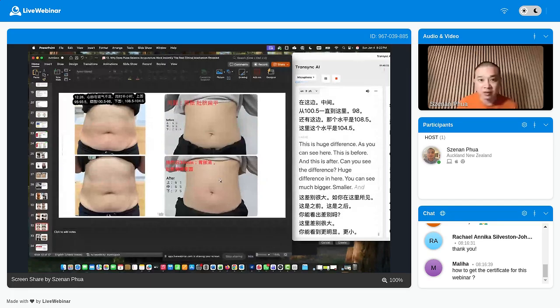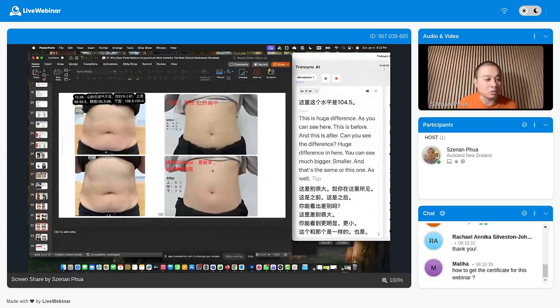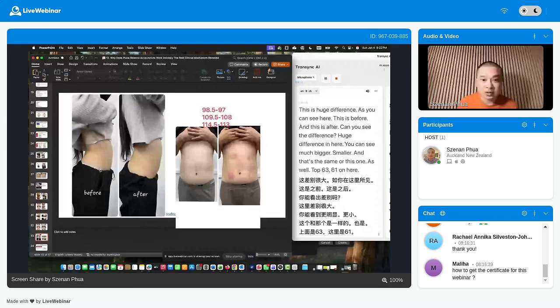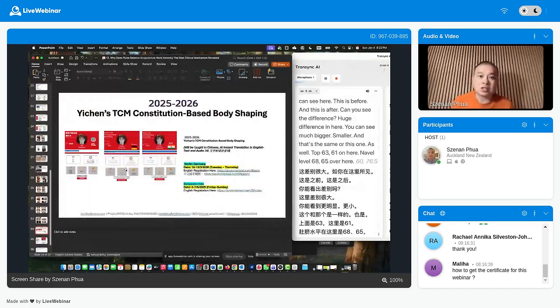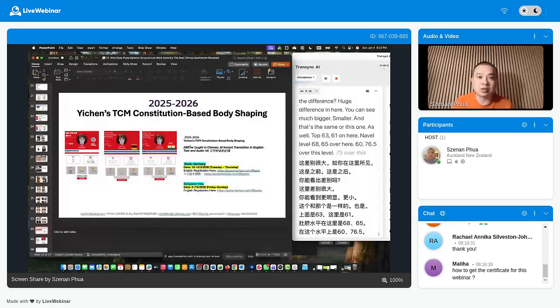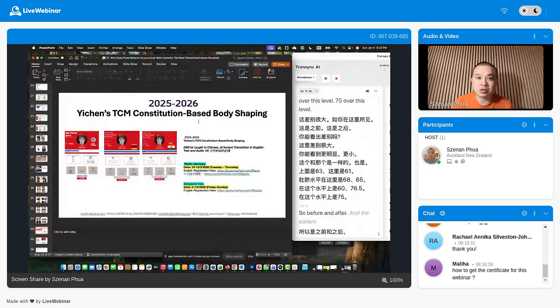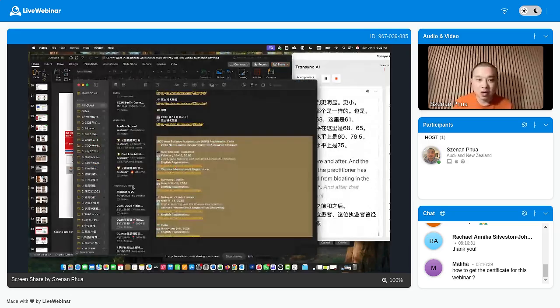So before and after, the practitioner had suffered from bloating in the stomach, and after that treatment, no bloating. That's before, that's after, and that's before, that's after. That is the change, right? That's a huge difference as well, right? So with Yi-Chen's TCM constitution based body shaping, we have classes coming up as well.